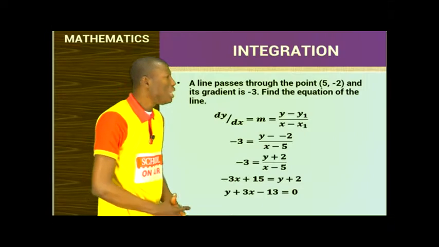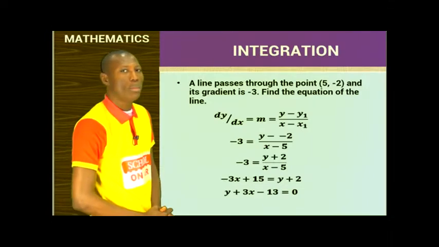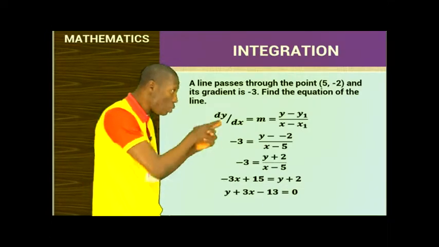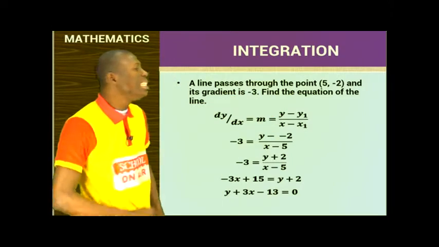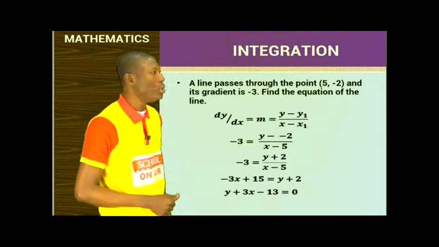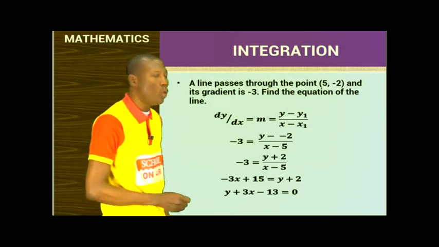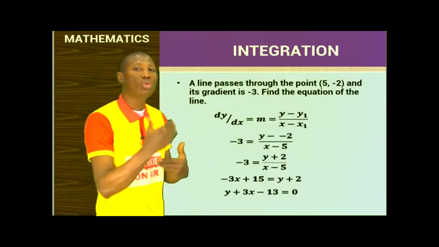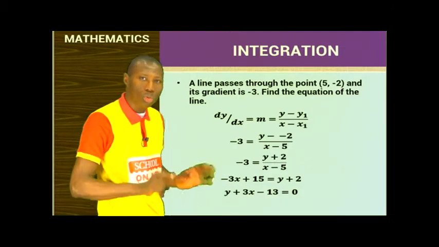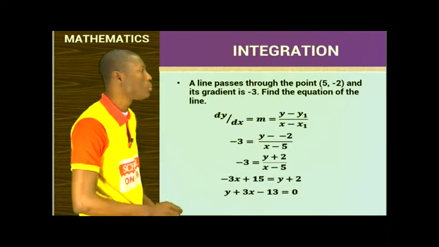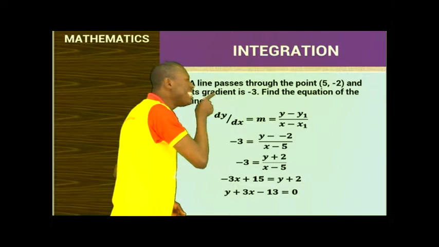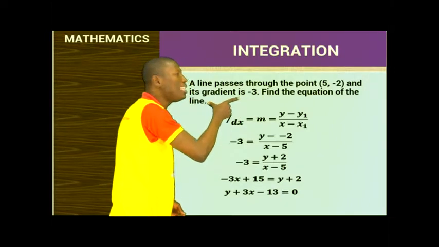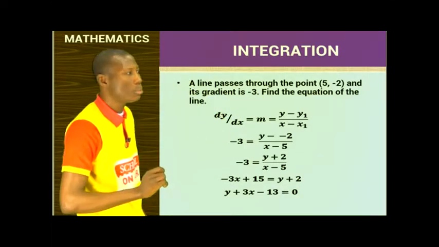Now this is another question. A line passes through the point 5 and minus 2. This is a coordinate, and its gradient is equal to minus 3. Find the equation of the line. All these questions I'm taking, the application questions, are like what I've taught you in the first episode. We are applying it to a particular question. Now, this minus means that its gradient is minus 3. It means that dy/dx is equal to minus 3.